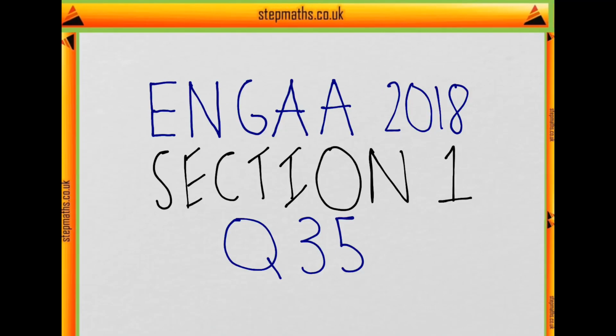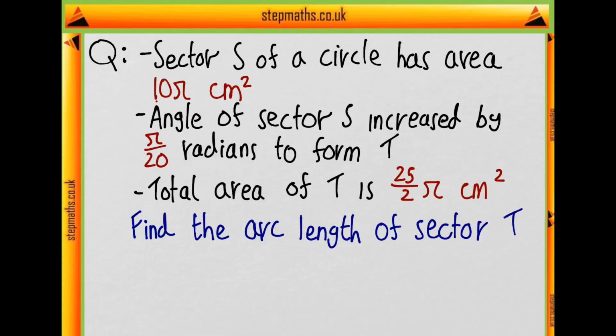This is question 35 from section 1 of the 2018 ENGAA paper. In this question, we're given a sector of a circle, S, and we're told that sector has an area of 10 pi square centimetres. And then we're told the angle of the sector S is increased by pi over 20 radians to form another sector, which we'll call T. And we're told that the area of this new sector T is 25 over 2 pi centimetres squared. And from all of this, we're asked to find the arc length of sector T.